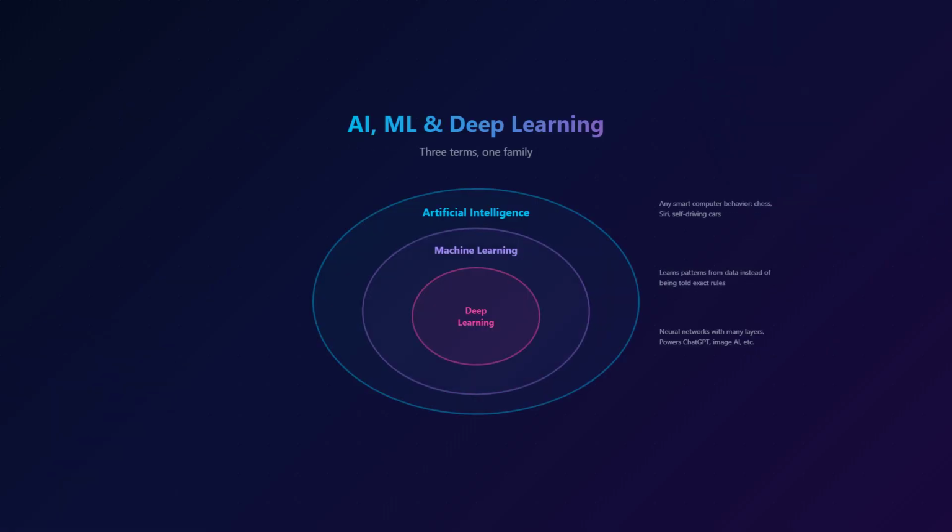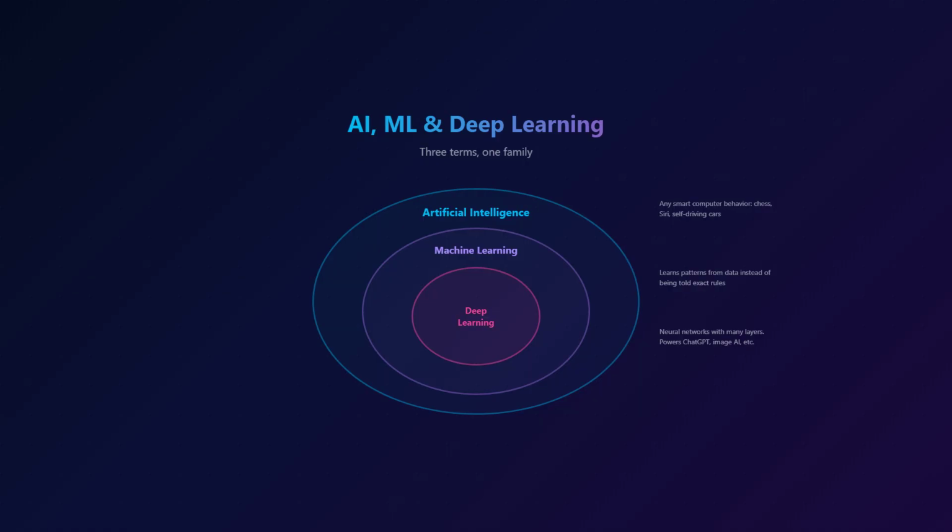Let's start with the big picture. You've heard the terms artificial intelligence, machine learning, and deep learning thrown around, sometimes as if they mean the same thing. But they're actually different things that fit inside each other, like Russian nesting dolls. Artificial intelligence is the broadest idea. It means any computer program that can do something we'd normally need human smarts for, like recognizing a face or understanding speech.